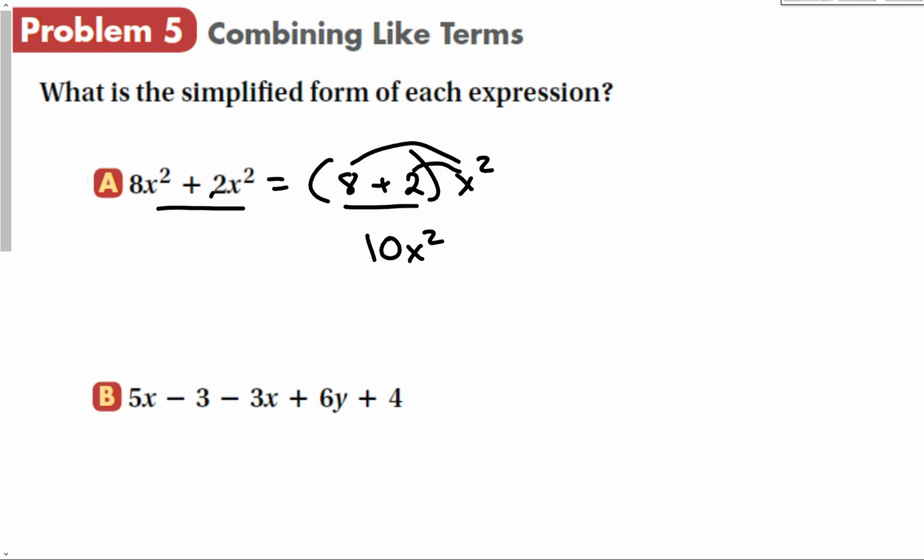Okay? And that's what we're going to do. We're really not going to do this step that often, but it is important to know that this is how the distributive property actually works.